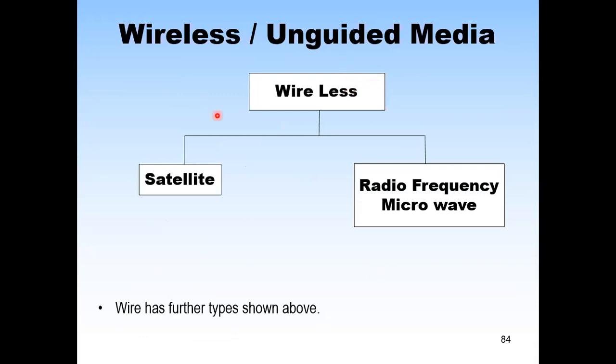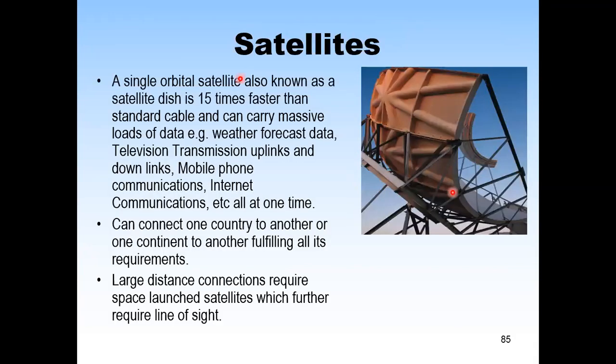In wireless, we have satellite communication and radio frequency communication. We also call it unguided because there is no dedicated link provided for the signal to travel from source to destination. A single orbital satellite, also known as a satellite dish, is 15 times faster than standard cable and can carry massive loads of data. Examples: weather forecast data, television transmission, uplinks, downlinks, mobile phone communication, internet communication, etc., all at one time.